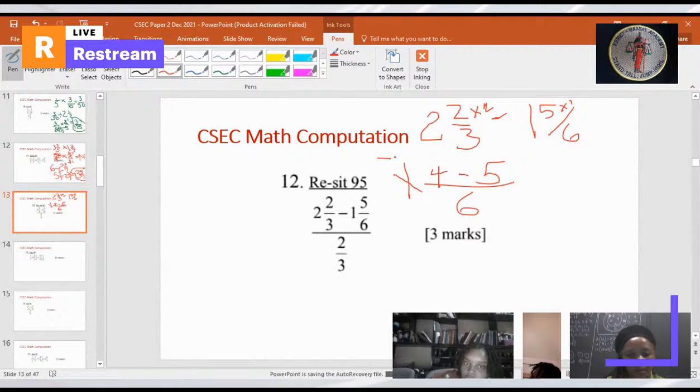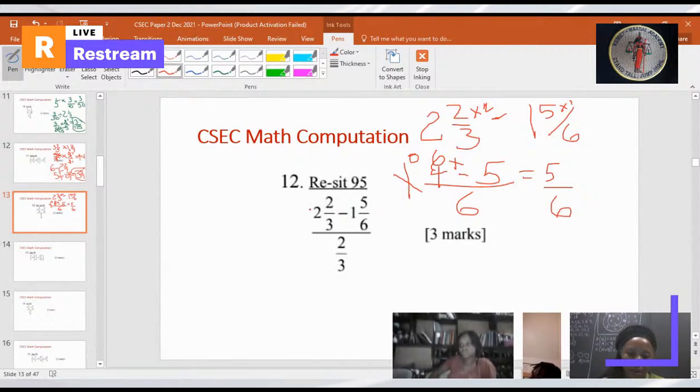Since the whole is 6 over 6, we carry that one whole as 6 over 6 and add the 6 to the 4. So that's 10 minus 5, which is 5 over 6. So that's the answer that we get for the numerator.